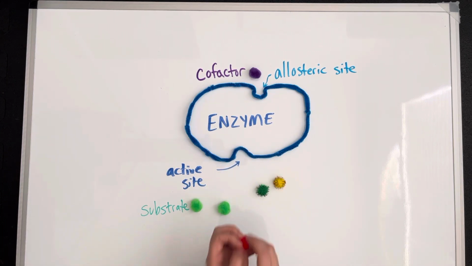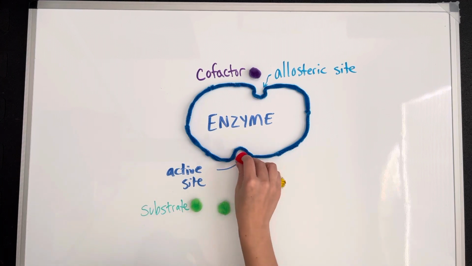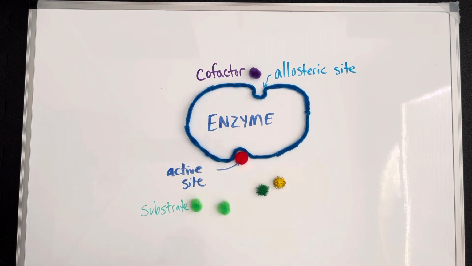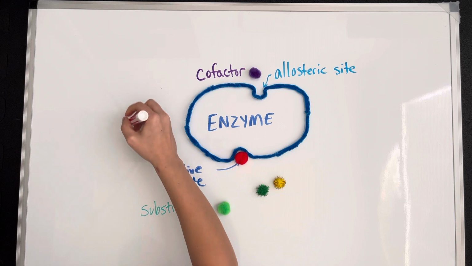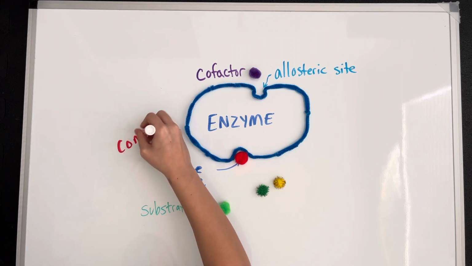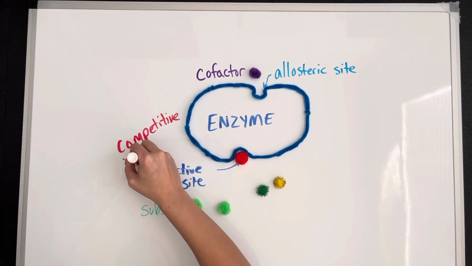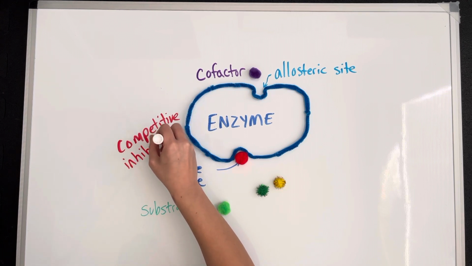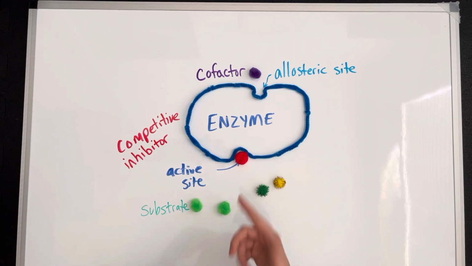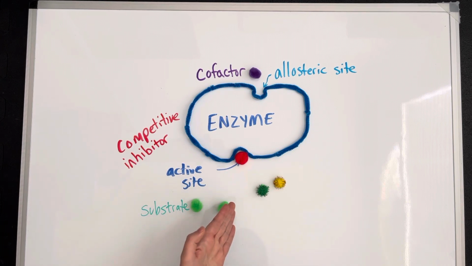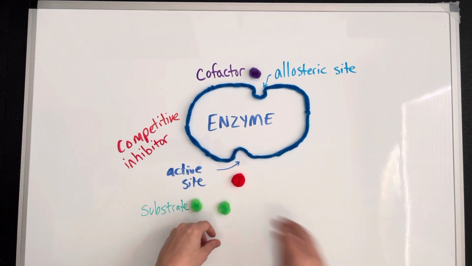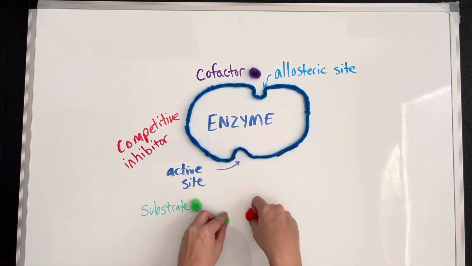There are some molecules that part of their shape is the same as a substrate, so they can actually fit in the active site too. And they are called, write it over here, competitive inhibitors. So because it fits in the active site, it's competing with the substrate for that site. So really, let's move our product out of here. Really, it's just a matter of who gets there first.